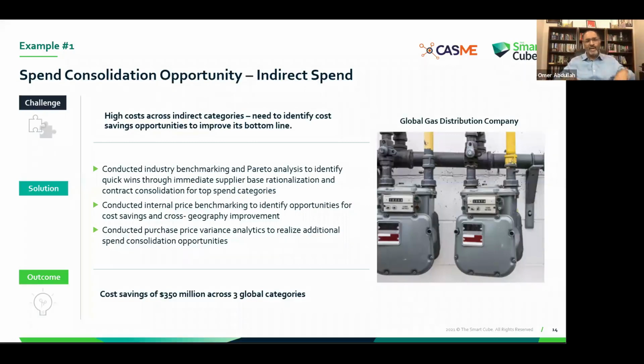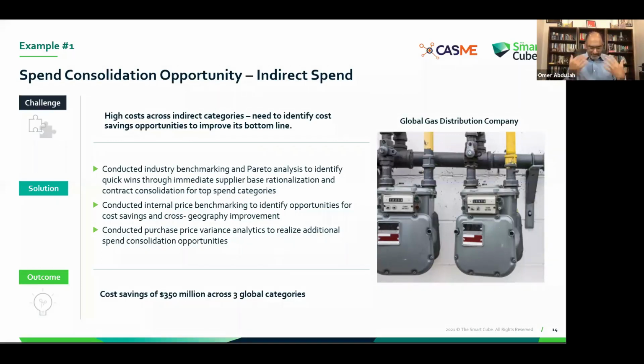So example 1 is a more traditional example, one that I think we'll all be familiar with, which is spend consolidation in indirect spend. In this situation, the organization was a global gas distribution company. They were experiencing high costs across their indirect categories. They wanted to identify ways to save costs and improve the bottom line ultimately.